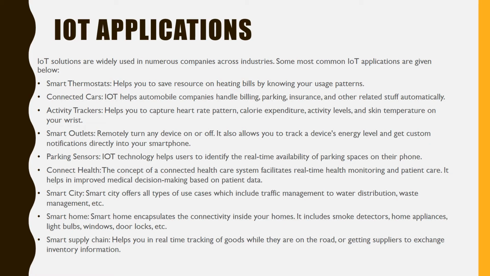Then smart home. In the home itself, we can convert our devices to smart devices like smoke detectors, home appliances, light bulbs, windows, door locks, where we can turn the device on or off from anywhere in the house. Smart supply chain. This technology helps you to identify the goods in transit and to find the real location of the particular goods in transit.